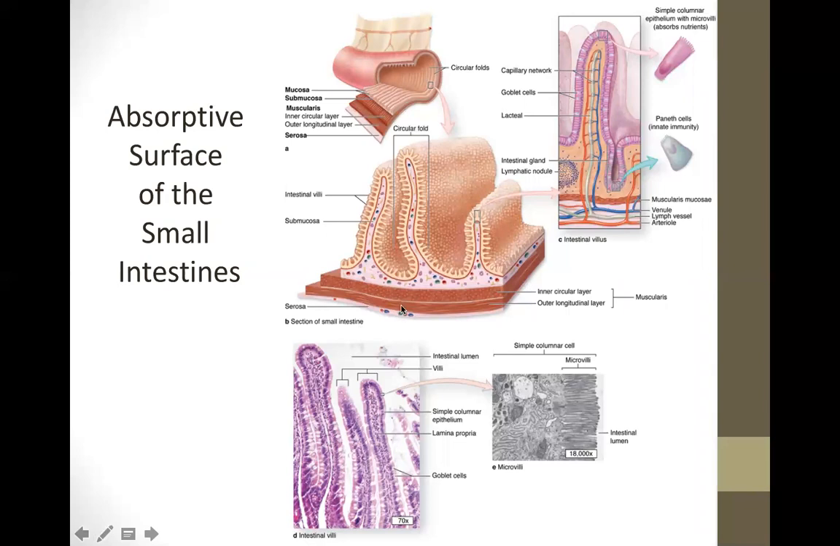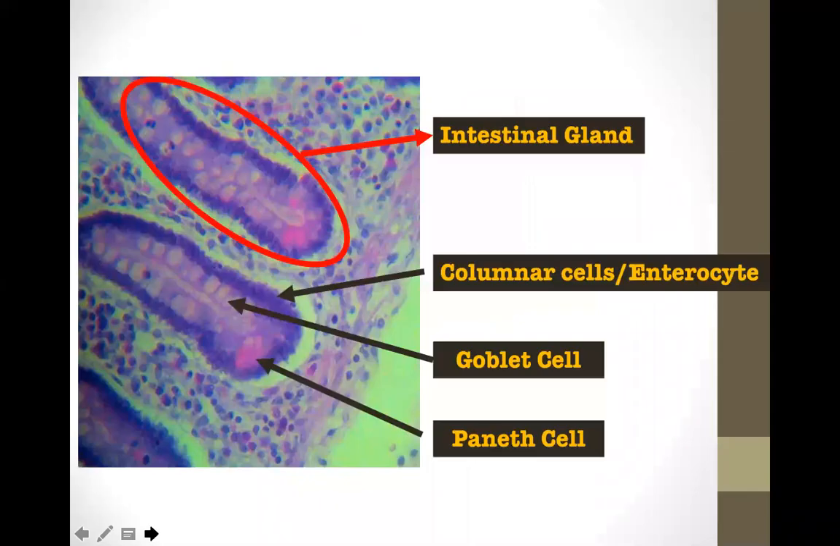Absorb the surface. Look at this. The circular folds, the plica circularis, so more can be absorbed. Circular folds are found in the small intestine. When you get to the large intestine, they become semilunar. Plica semilunaris. This is taken in the laboratory orientation.